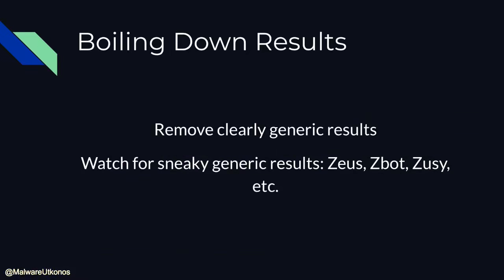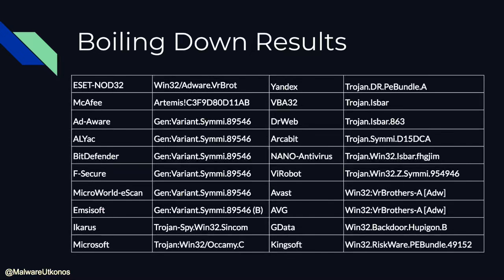Sorry, I skipped a slide, but you need to remove clearly generic results. You also have to look for some of the sneaky ones that are basically generic by now, like Zeus, Zbot, Zeusy, etc. But you'll see here there's one commonality. These are all exactly the same signature. I'm going to count that B one down there at the bottom as the same signature. So all of these are basically just one signature. That's just one result.